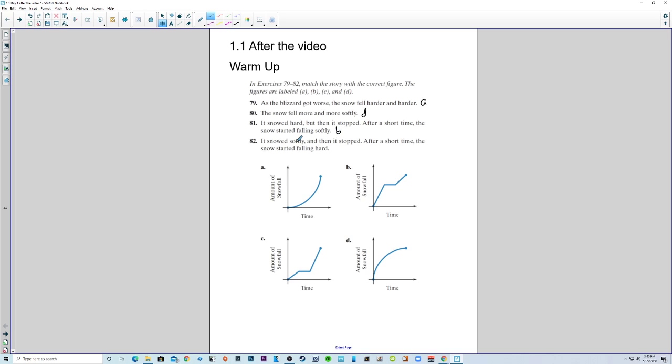It snowed softly, and then it stopped. After a short time, the snow started falling harder. So here, the snow accumulated slowly, stopped, but then it accumulated much more quickly. So this is letter C.